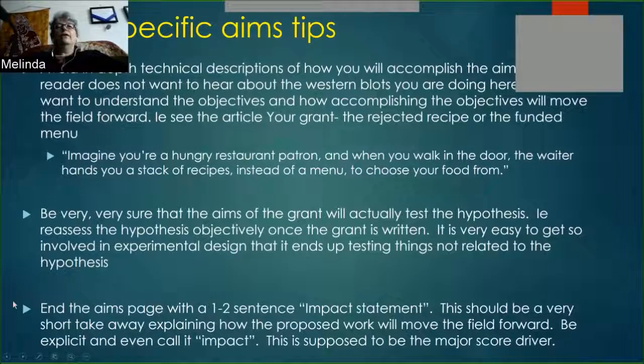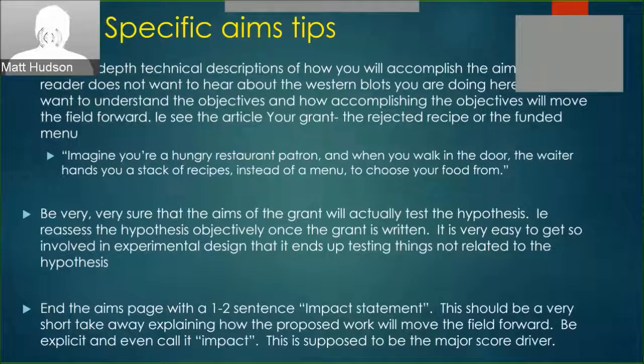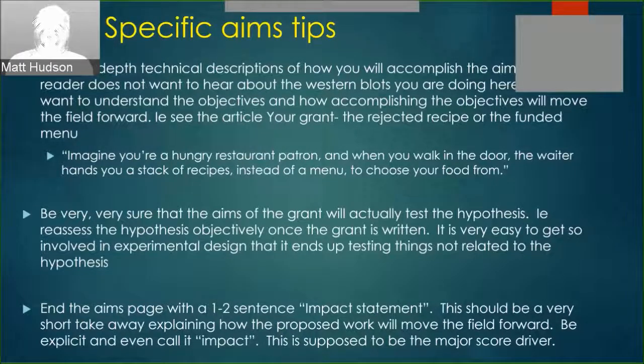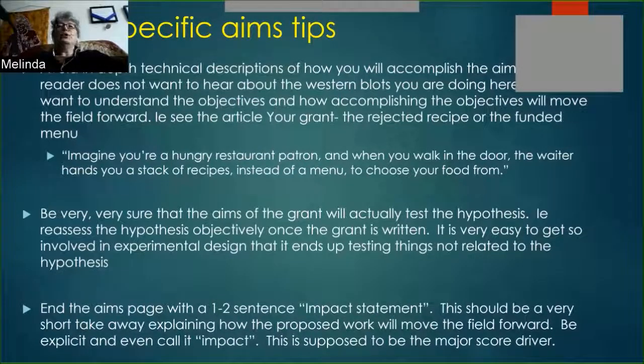And also, because of the way NIH is now scored, it is based on impact factors. The reviewers of the grant are asked to judge what's the potential impact of this. If you did all this work, what is the potential impact on the field? This is something you should be able to very clearly articulate in 1 to 2 sentences. So it's a very short takeaway explaining how the proposed work will move the field forward. And don't be afraid to be explicit and call it impact, because impact is the score driver of an NIH grant.